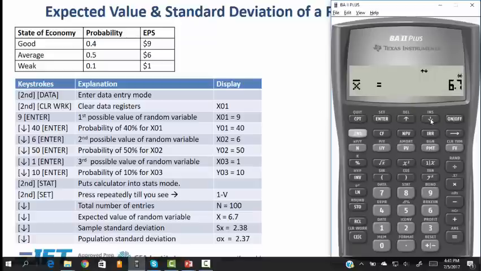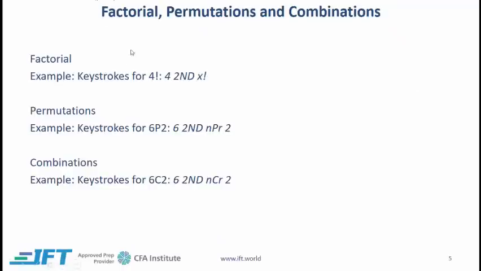If you see something other than 100, then you have entered something incorrect and you need to redo this. You hit down arrow again. The expected value is 6.7. The sample standard deviation is this number. The population standard deviation is this number, and again, if you need the variance, then you can simply take this number and square it.